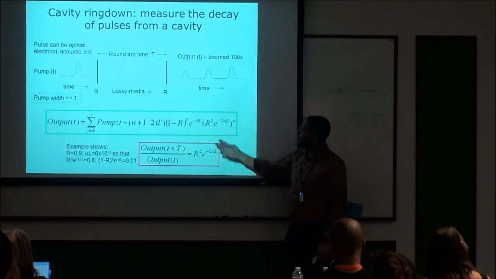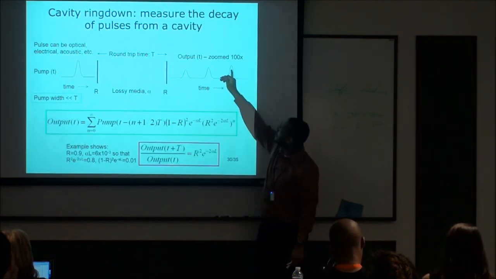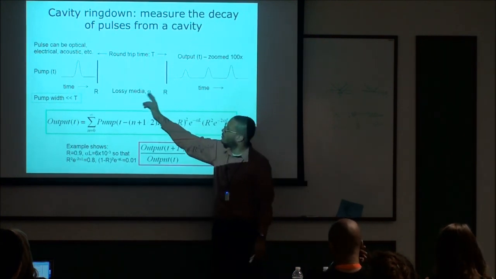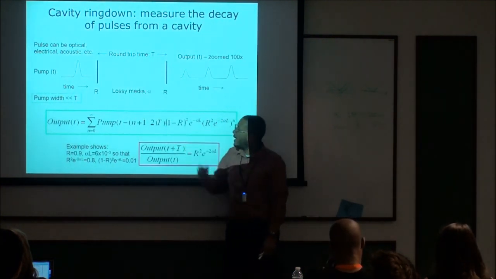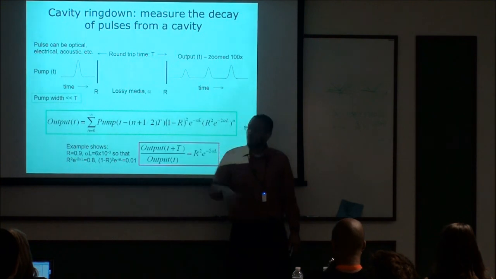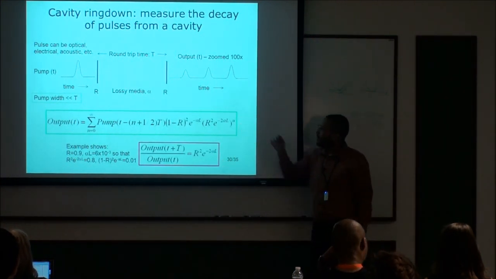So when I look at the output, I can write it in this sort of form. The key point is if I look at the amplitude of this peak compared to this peak, this ratio is going to be proportional to the reflectivities on the two ends of the cavity and the loss alpha, or the round trip loss e to the minus 2 alpha L. So this again can apply for optical pulses, electrical pulses, acoustic pulses. This is sort of a general technique.